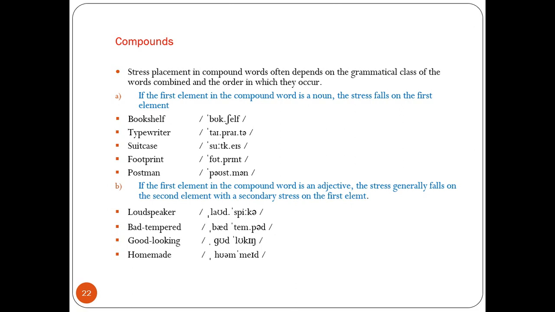So what is the rule? If the first element, the first part of the word, I mean book, type, suit, foot, post, in the compound word is a noun, the stress falls on the first element. It means that if we have a compound made of noun plus noun, then the first noun, the first part, is stressed. So in all of these examples, the first part will be stressed.